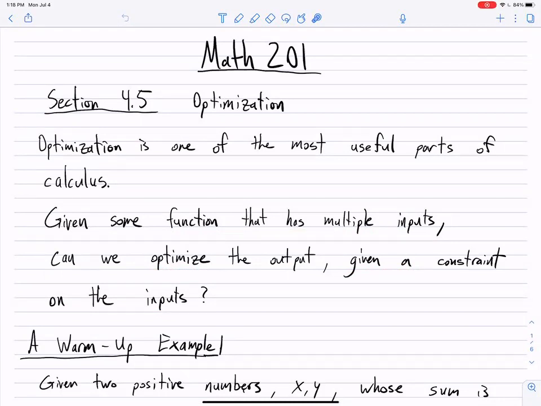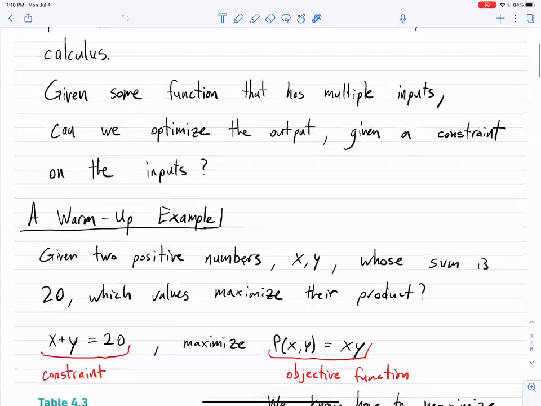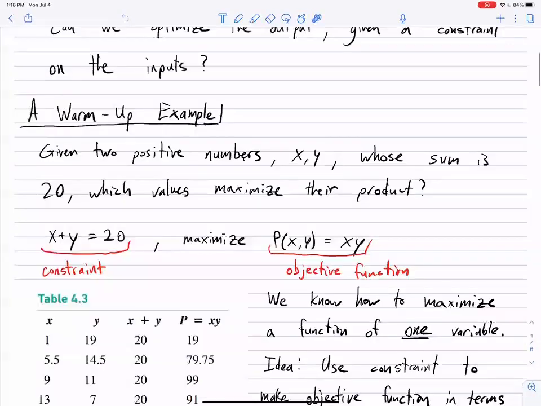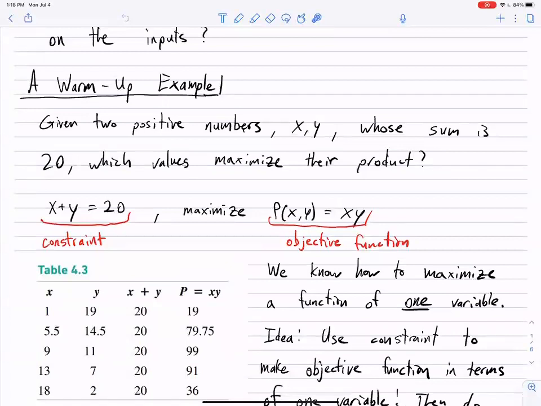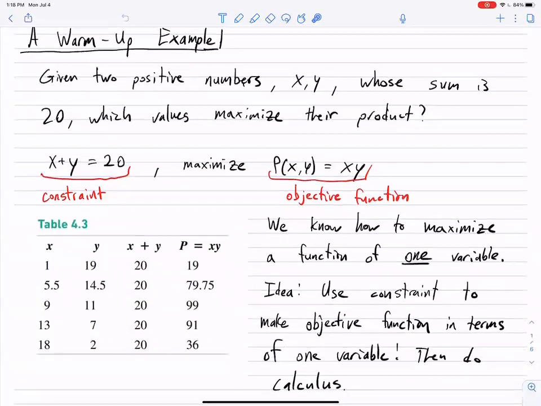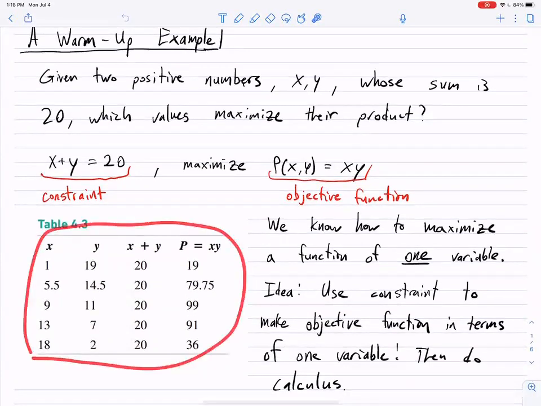And so let me give a warm-up example and talk you through it. Here's a really silly example, but it gives the idea. Given two positive numbers, x and y, whose sum is 20, which values maximize their product? Before we talk about anything, let's just look at this table. Here are some examples.